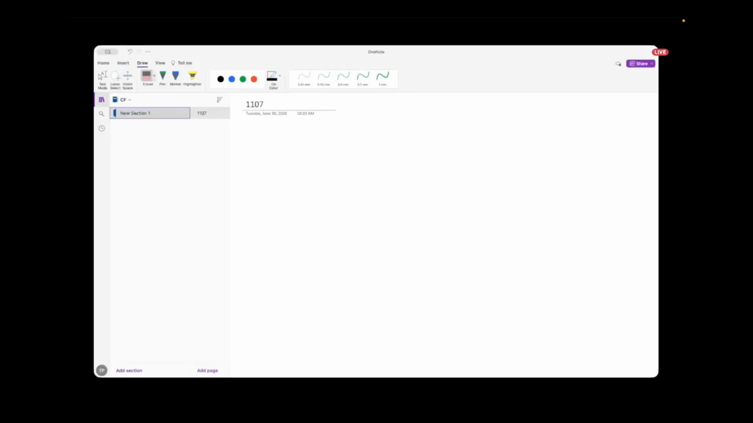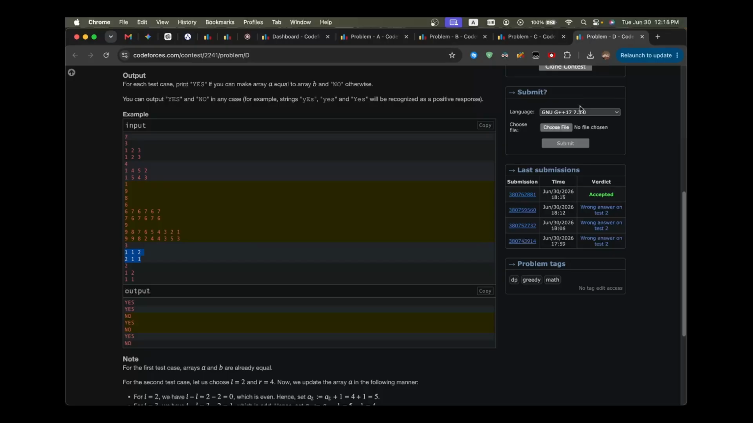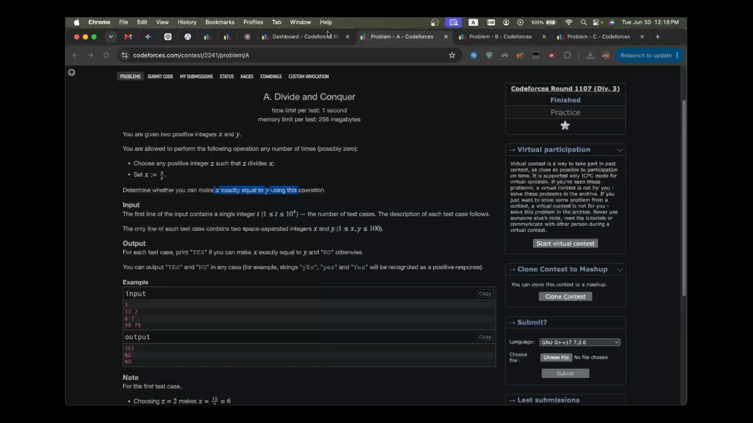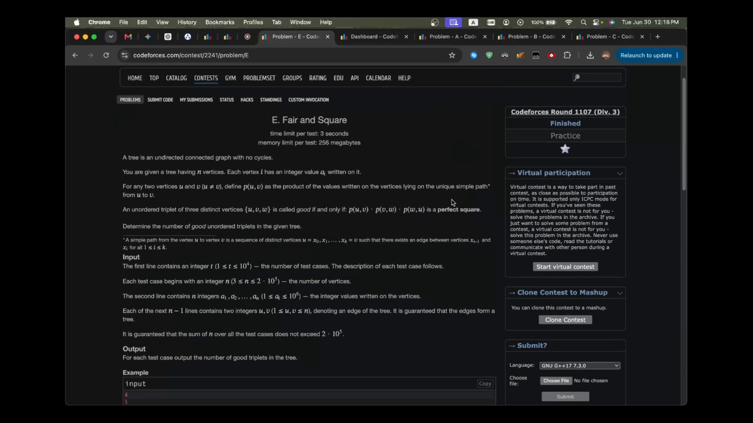You're given a tree with n vertices, and a tree, as we all know from basic graph theory, is connected, not directed, and doesn't have any cycles. Each vertex has an integer value, and you can define p of u comma v as the product of the values written on the vertices lying on the unique simple path from u to v. A cool property about trees is that there's always one unique simple path from one node to another without visiting the same node multiple times.